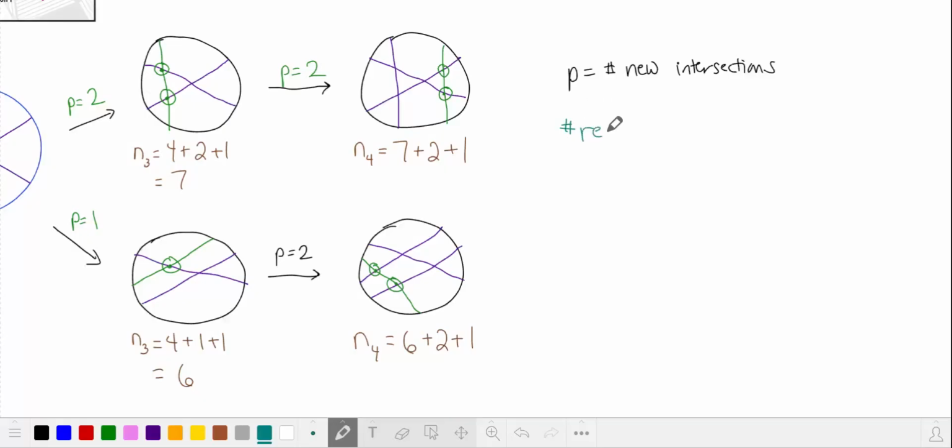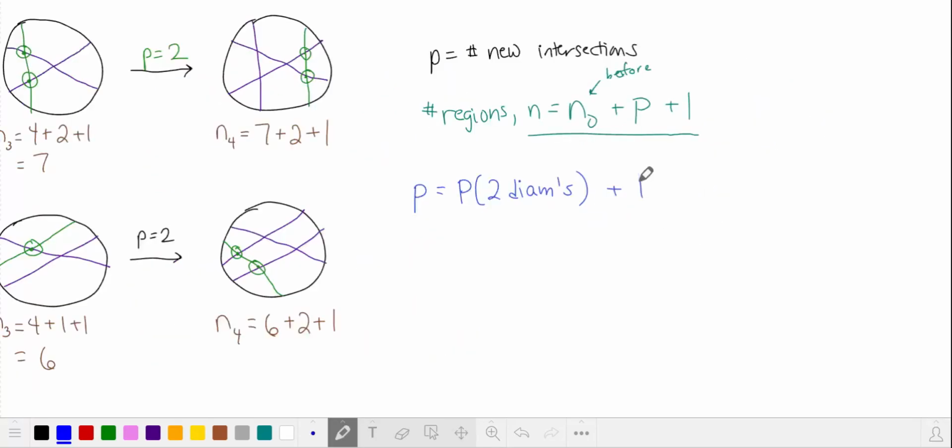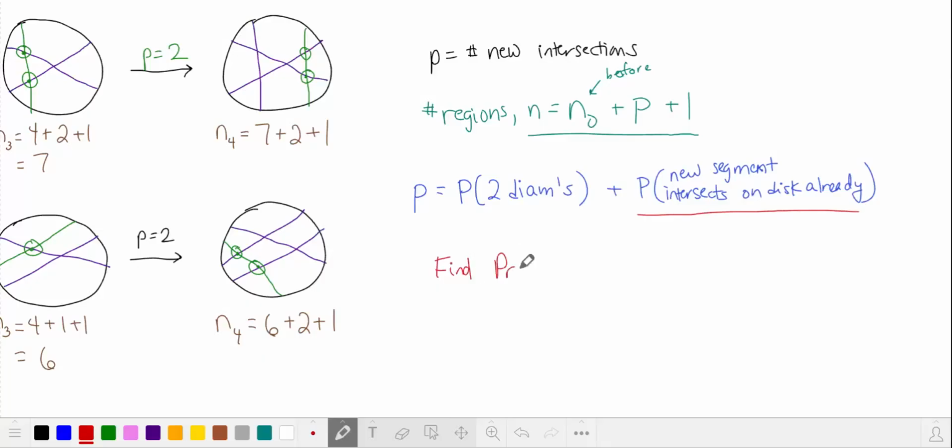So the number of regions in our circle will be equal to the number that we had before, plus the number of new intersections generated by the next segment, plus 1. In the disk in our problem, our new intersection points will come from 2 places. They will be generated when our new segments intersect the 2 diameters that are on the disk, and they'll occur when a new segment intersects with one that's already on the circle.